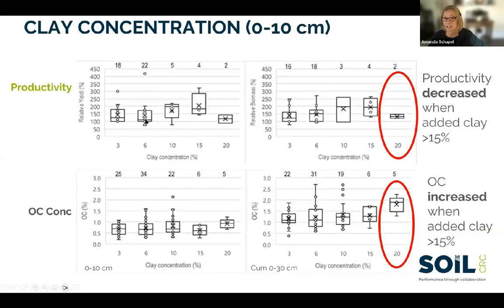How much clay to apply is another question. We've got productivity and we've got carbon concentration down the bottom. Productivity did increase to a point of clay concentration. Go over 15% and you're looking at declining productivity. However, the flip side is true for clay and carbon. The higher you go, the more carbon you're going to get. But nobody's going to clay when your yields are there.